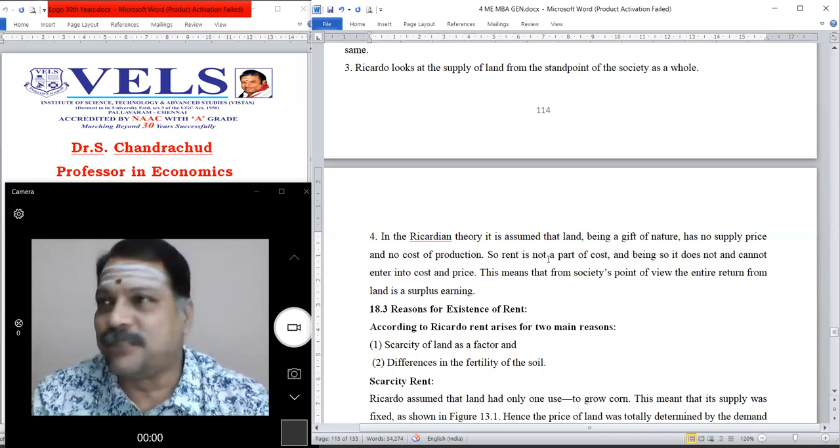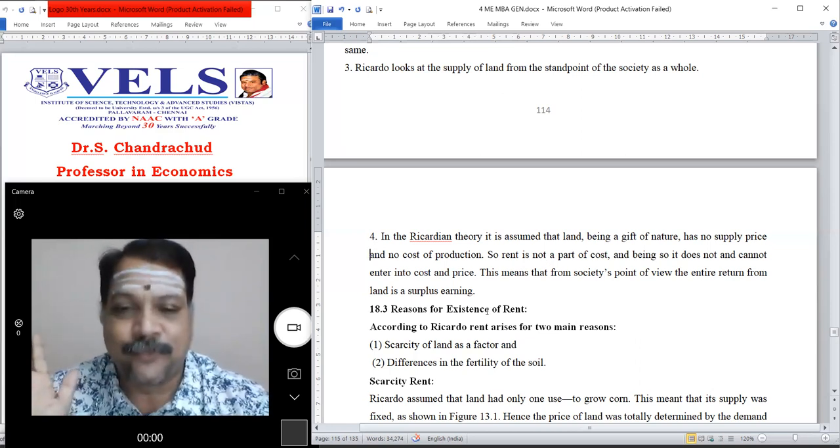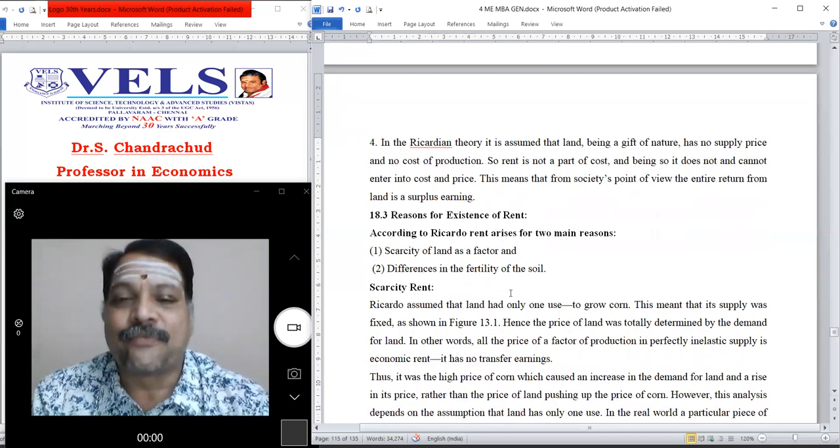A possible Section B question is there. Sometimes they may ask, what are the assumptions of the Ricardian theory of rent? Now let us explain the theory.